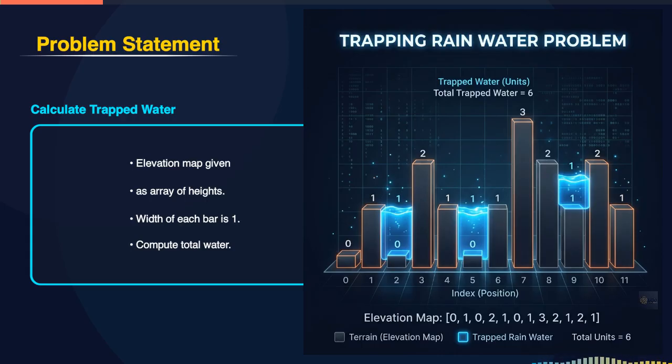The key intuition is to think about a single bar at any index. How much water can it hold? It depends on its neighbors. Specifically, the amount of water a bar can trap is determined by the minimum of the tallest bars to its left and right, minus the height of the bar itself. If this value is positive, that is our trapped water for that specific slot.